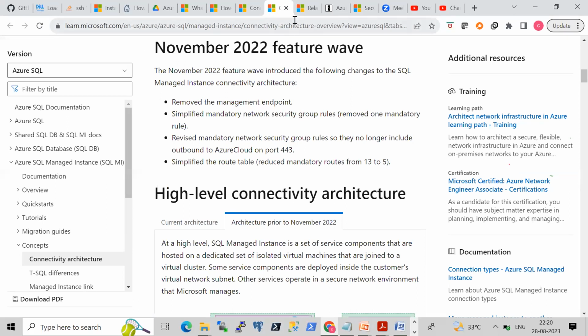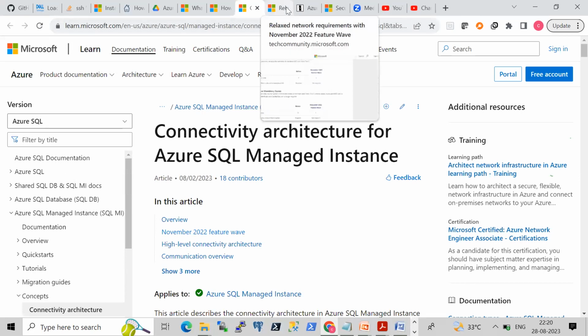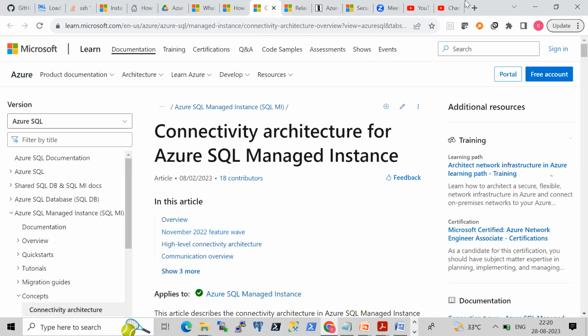Before I discuss this feature wave, first I would like to deploy the managed instance so that you get that feel. And later from tomorrow, you can see the practicals and the theory together. So I would like to spin up the MI first.